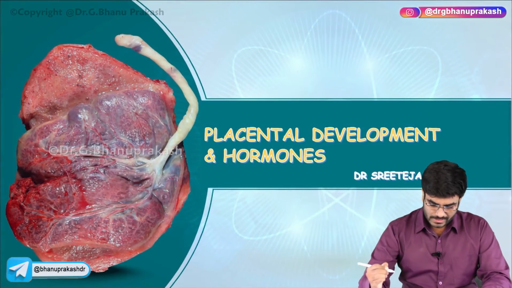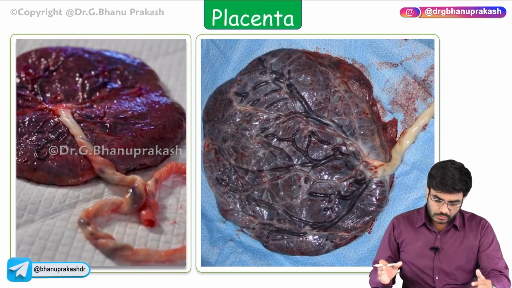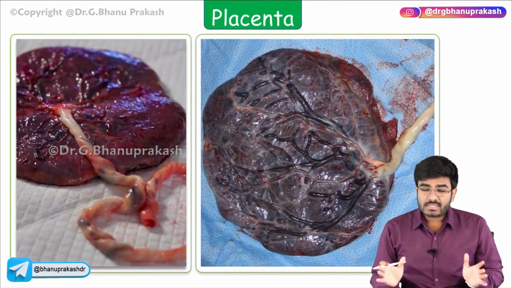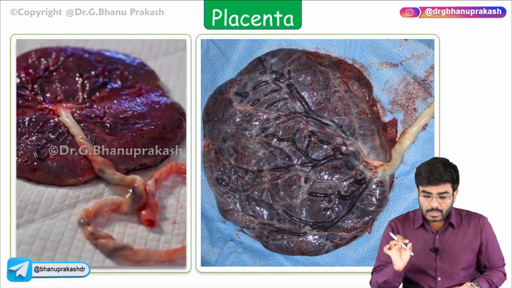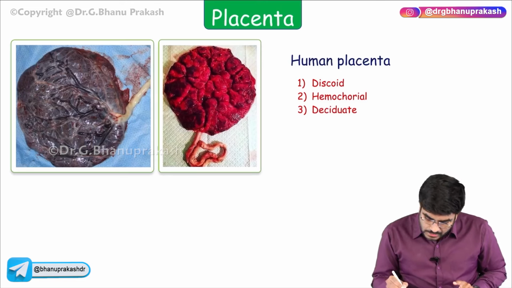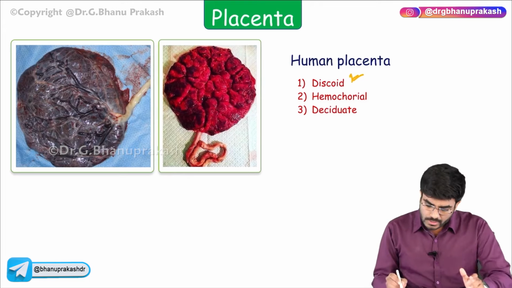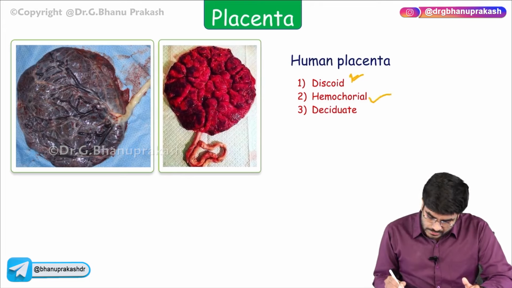Welcome back guys. Now in this video let's discuss placental development and hormones which are produced from the placenta. Guys, whatever you are seeing here in these images, these are the human placentas. The important points about the human placentas are discoid, which means they are disc shaped, and hemochorial and deciduate.